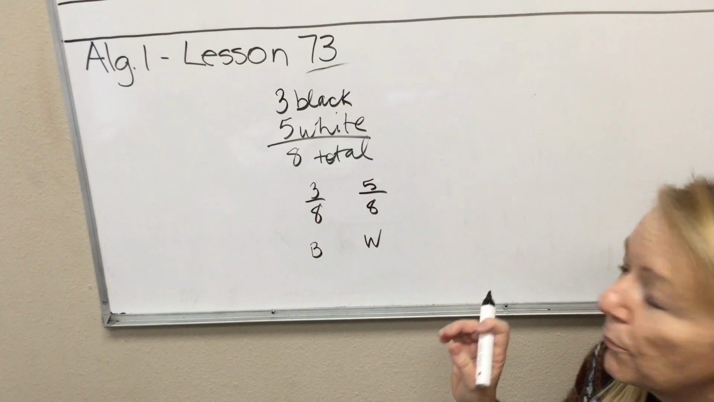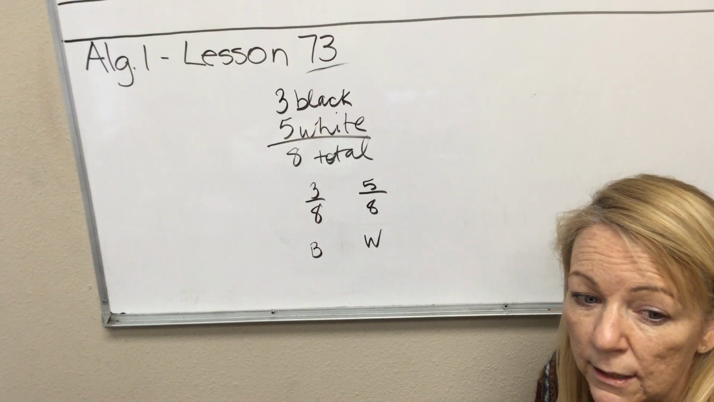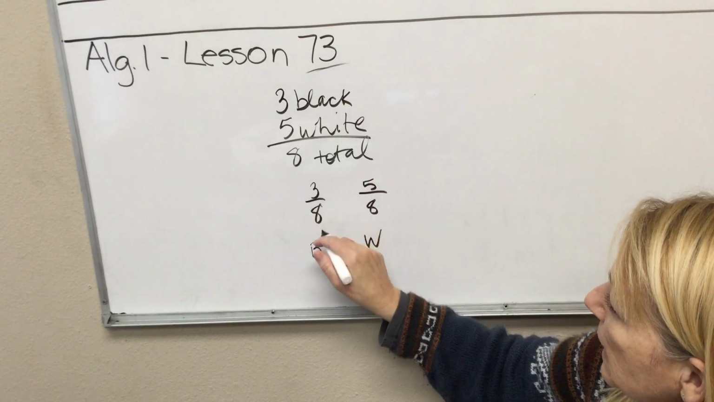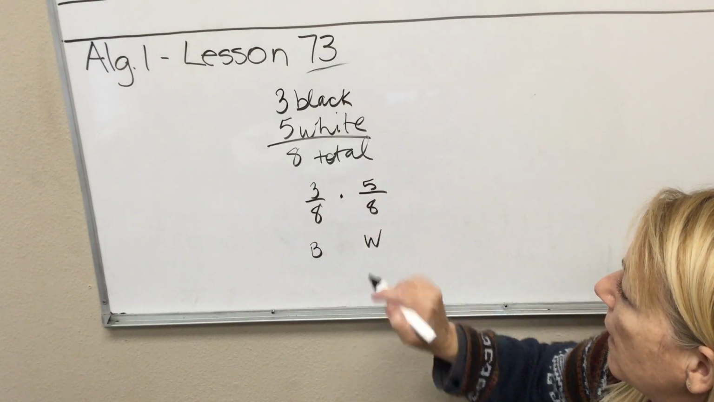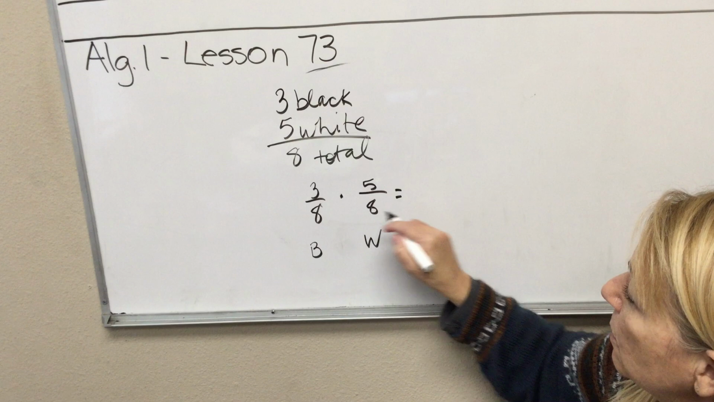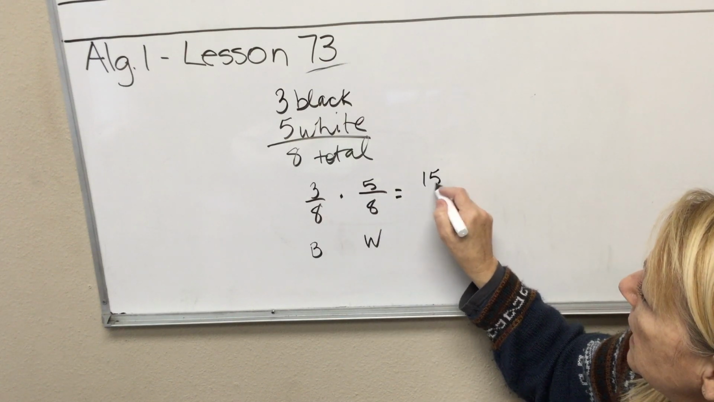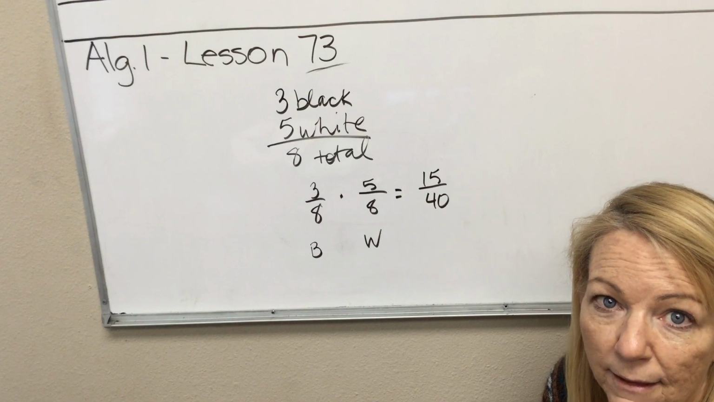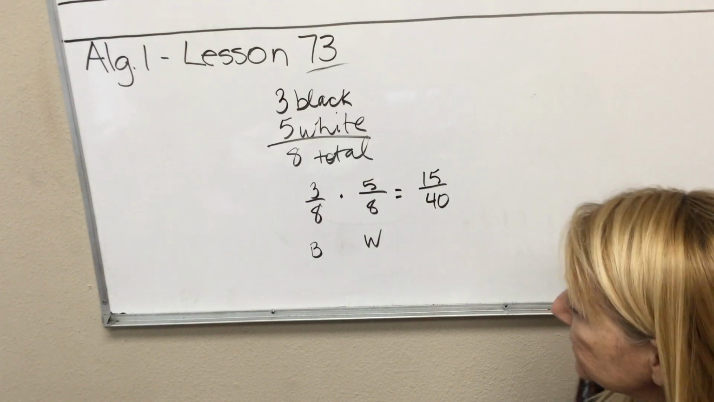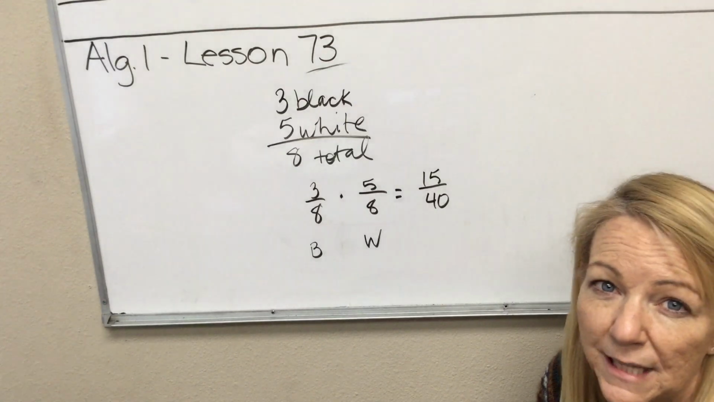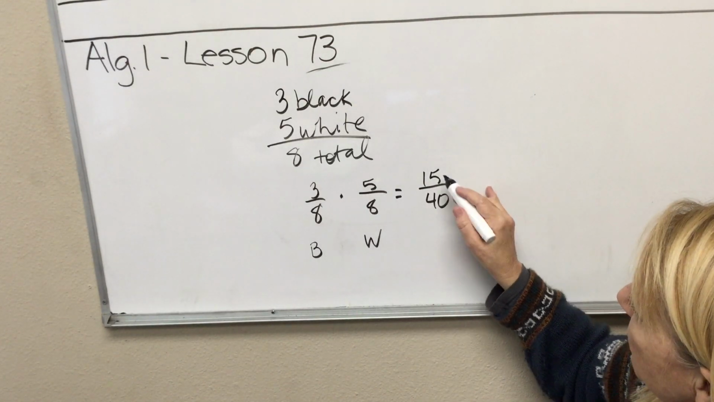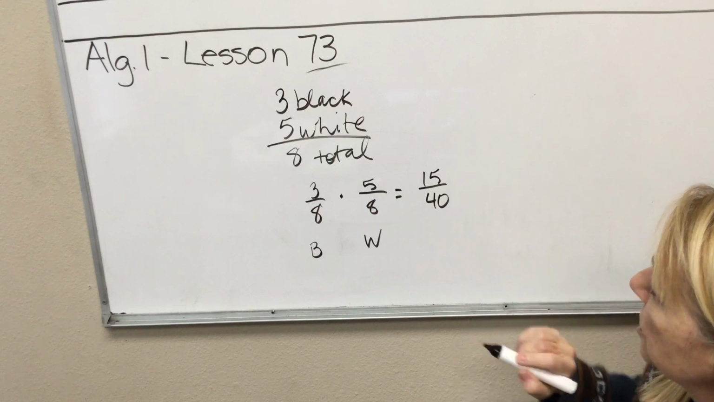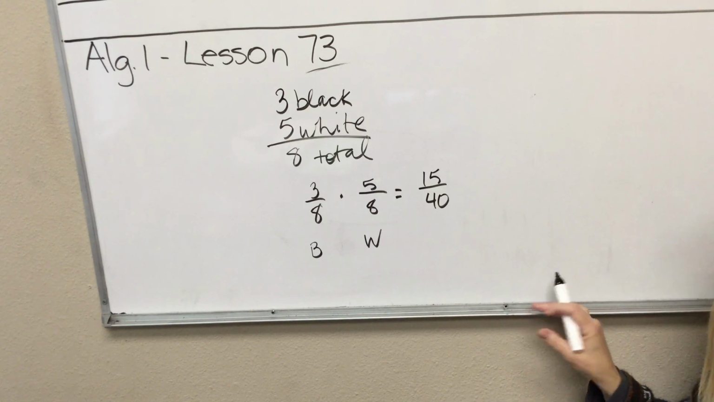So for the probability of drawing 2 marbles, first a black and then a white, I would have a 3 in 8 chance times a 5 in 8 chance, and that would equal, in multiplication, a 15 out of 40 chance of drawing first a black and then a white. That's the probability of it. And then you can reduce the fraction down as well. So both of those can be divided by 5. So that would be a 3 in 8 chance, actually, if you want to reduce the fraction.